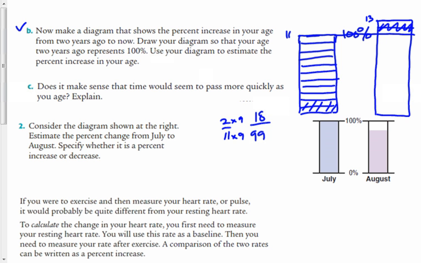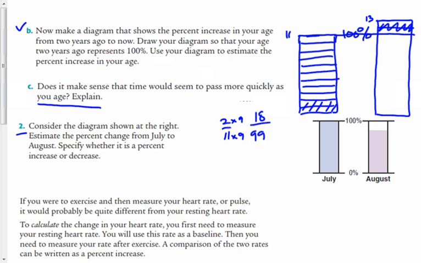So when you go from 11 to 13, your age is only going up by 18%, but when you go from 6 to 8, your age is going up 33 1/3%. So you can now answer this one, C, on your own. If you want, you can pause, or we're going to go on and do this problem right here.